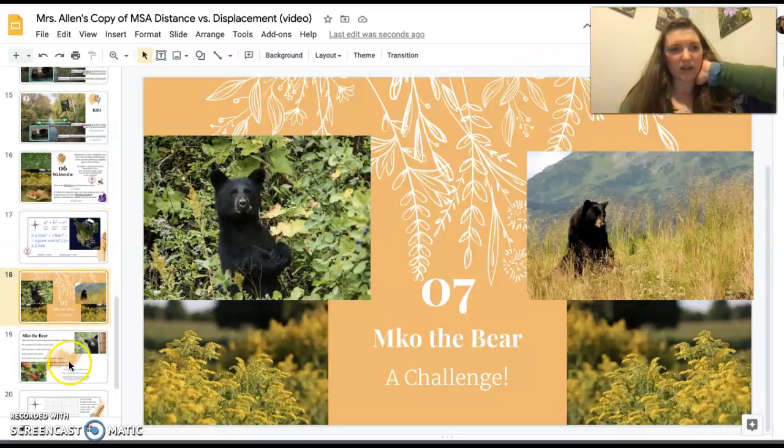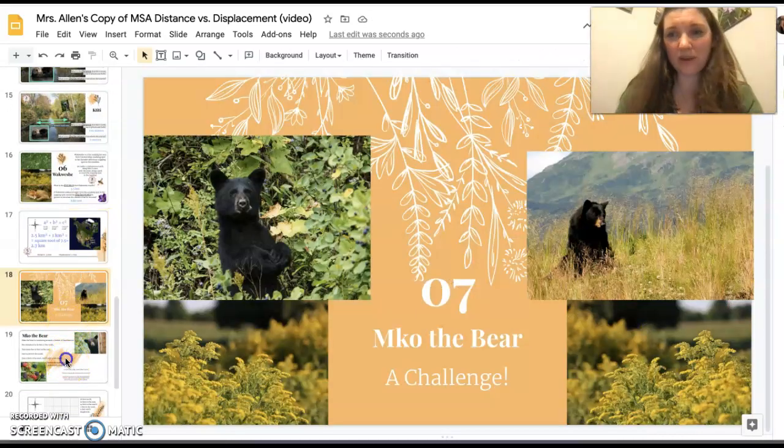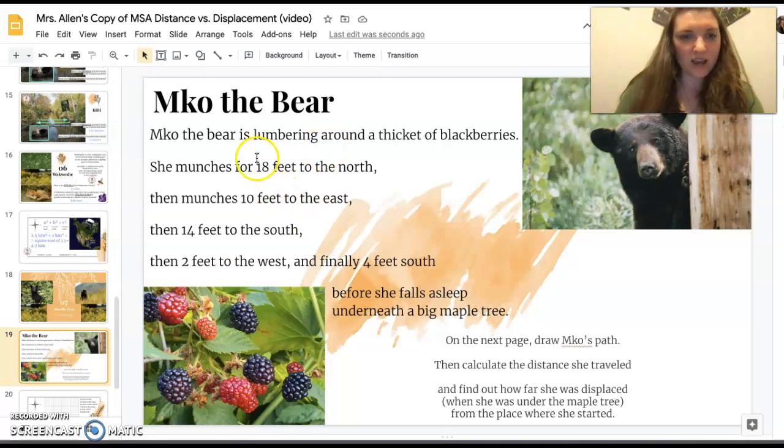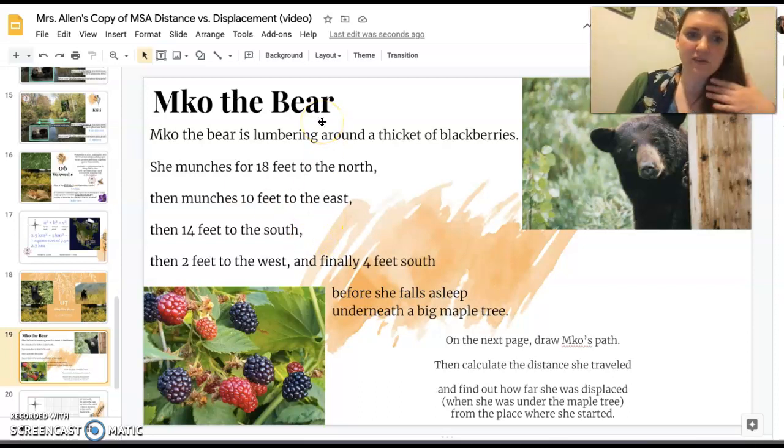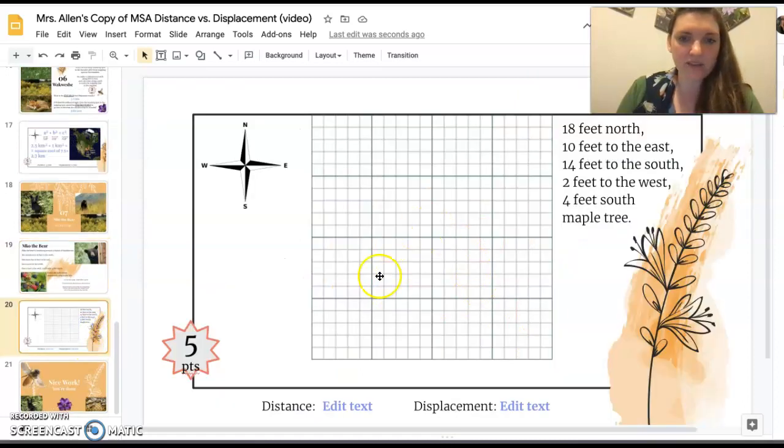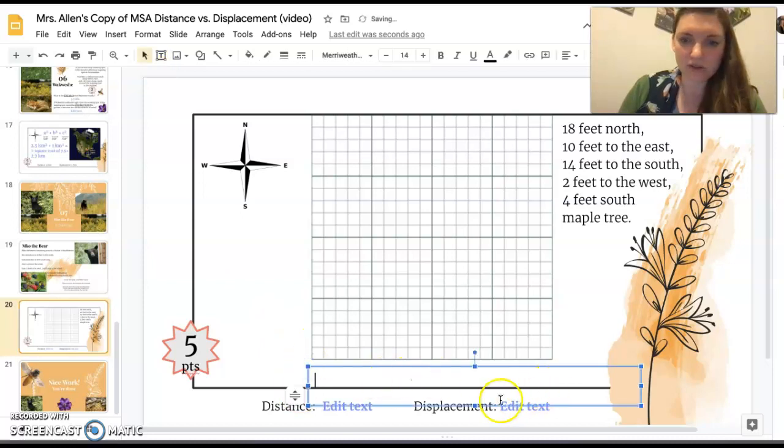So then we have a bear, and this bear is lumbering around a blackberry patch. She munches for 18 feet to the north, 10 feet to the east, 14 feet to the south, 2 feet to the west, and finally 4 feet south before she falls asleep underneath a big maple tree. So I have added in some graph paper for you. Here's what you need to do here. We're going to draw some arrows. So I'm going to say this is my 0, 0, but first thing I need to do before anything else is I need to label my numbers.